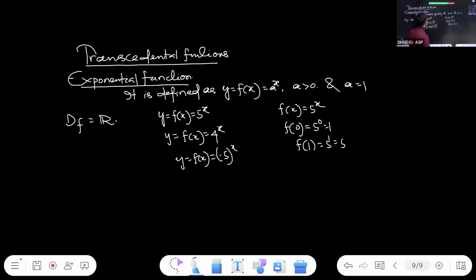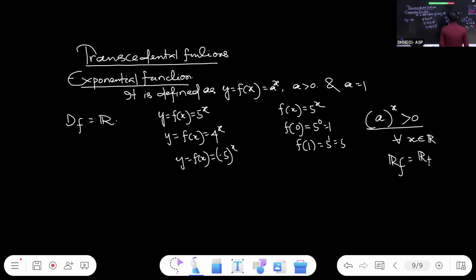Clear? Then come to what is the range of the function. Since a is a positive real number, any power of a positive real number, whether it is a positive power or negative power, is greater than 0. A to the power x is greater than 0 for all x belongs to R. Hence, the range of the function is R plus, that is, the set of positive real numbers.